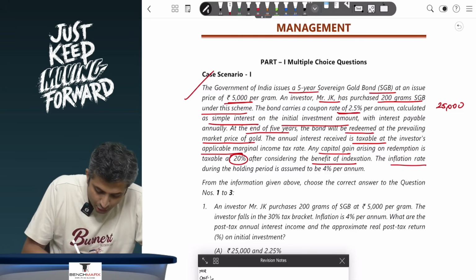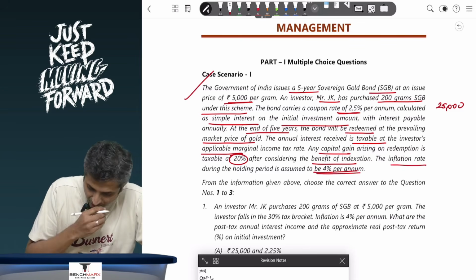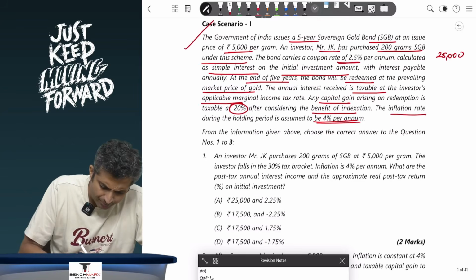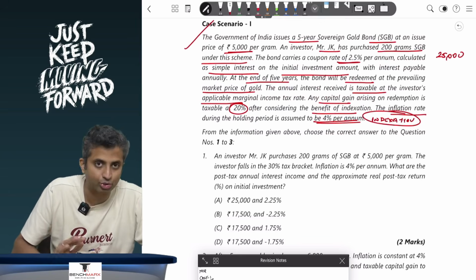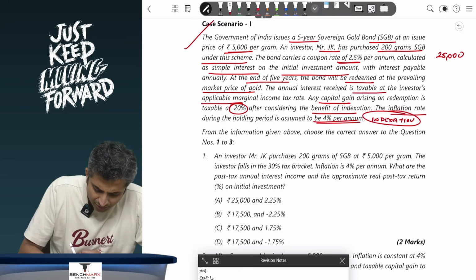The inflation rate during the holding period is assumed to be 4% per annum. Okay, inflation will help you in, let us say, indexation. Usually when you find the indexed cost of acquisition, you will take the inflation. From the information given below, choose the correct answer. Mr.